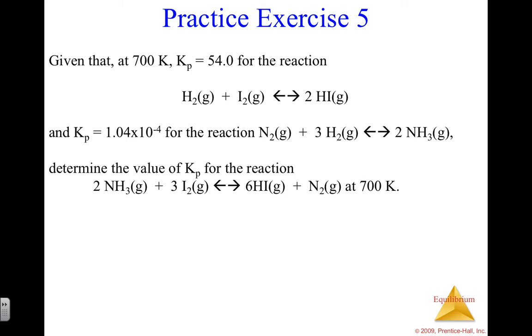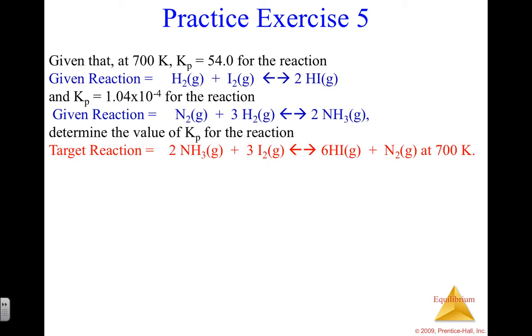Okay, so thank you for pausing and giving this problem a shot. Let's go ahead and look at it together. Again, my given reactions are the reactions that are provided and have a corresponding K value. The target reaction is the reaction that you're trying to get as the answer when you add the two given reactions together. The target reaction is the reaction that you're generally trying to solve for that numerical K value.